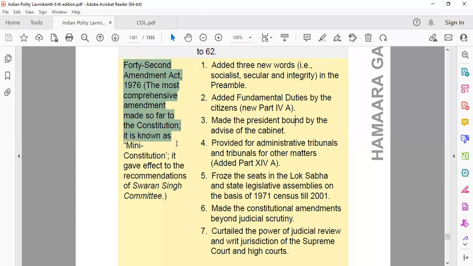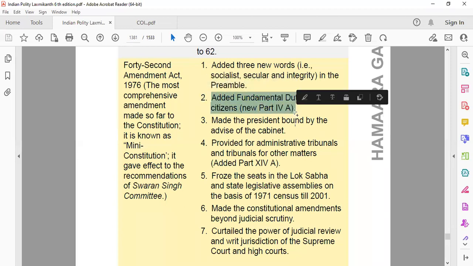42nd Amendment Act 1976, the most comprehensive amendment made so far to the Constitution. It is known as Mini Constitution. It gave effect to the recommendation of Swaran Singh Committee. First, added three new words: socialist, secular, integrity in the preamble. Added fundamental duties by the citizens.